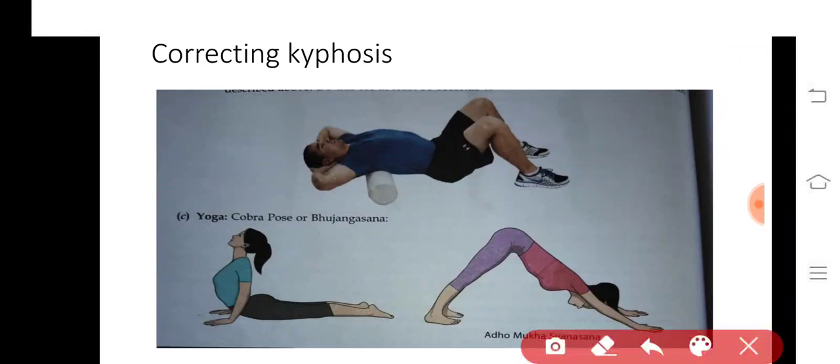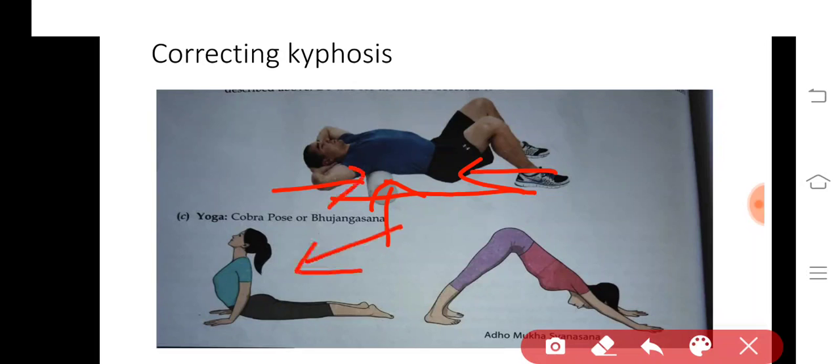To correct kyphosis, we can lay down on the ground floor. We can put a rolled towel in our back and we can roll it front and back. This could give a very good result to correct kyphosis. The second most important asana is cobra pose or bhujangasana, which can also give a very good result to correct kyphosis.